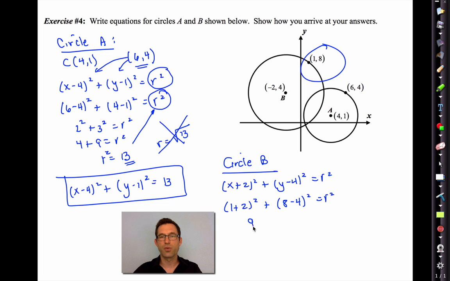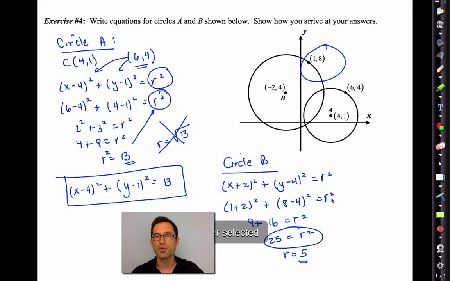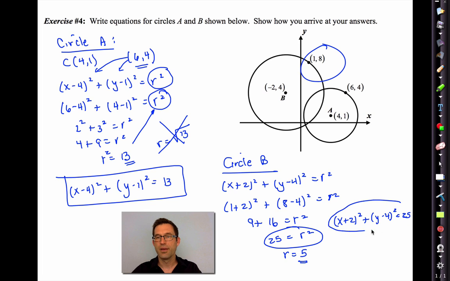All right, that's going to be 3 squared, which is 9. That's going to be 4 squared, which is 16. All right, and then we get 25 equals r squared. And again, you can make that r equals 5, or just use this. Because if we just use that, whoops, well, I guess I can't put it there. I'll just rewrite it all. I can get x plus 2 squared plus y minus 4 squared is equal to 25.